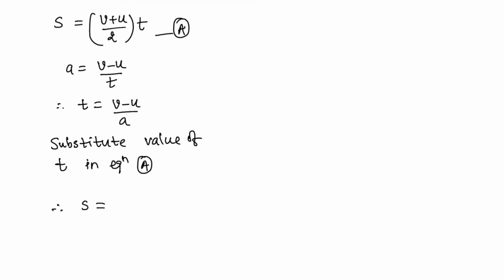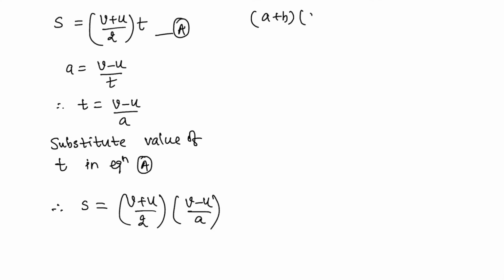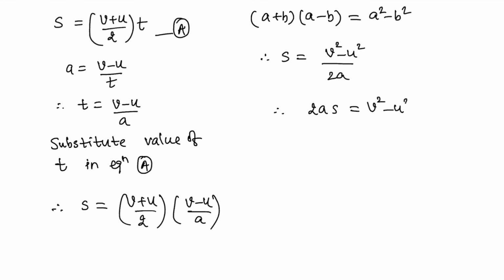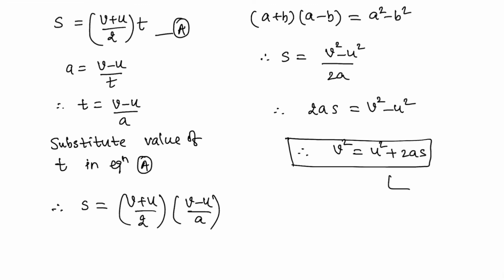We get s is equal to v plus u by 2, and instead of time we get v minus u upon a. But we know that a plus b into a minus b is a square minus b square. So using this particular fact, the equation of displacement becomes v square minus u square upon 2a. On rearranging, we get 2as is equal to v square minus u square, and hence v square is equal to u square plus 2as. This is our equation number 3, third equation of motion.